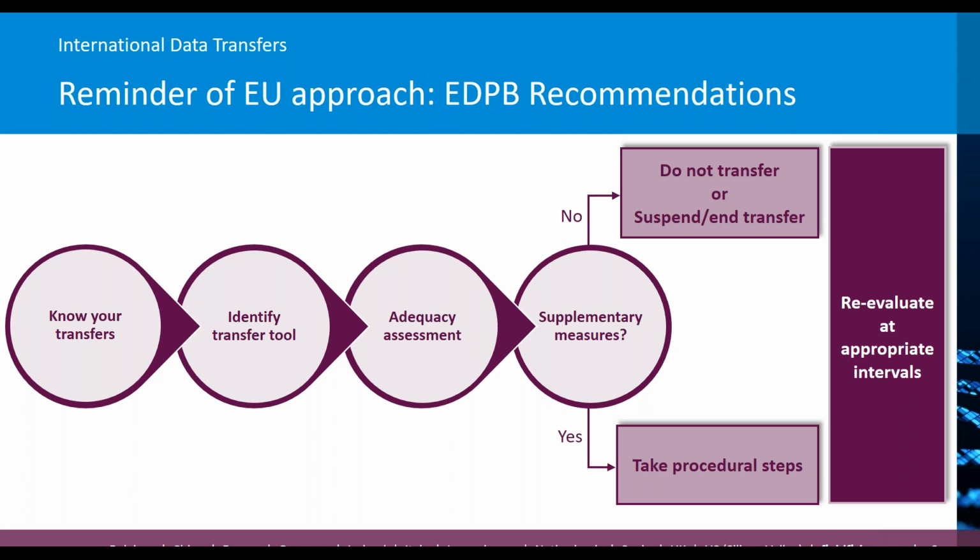When you know where it is and who's got it, how do you transfer it to them in compliance with Chapter 5? Is it an adequate jurisdiction? Can you have a transfer tool to make sure that the data is going to be transferred if it's not adequate? And when you've done that, you have to assess the laws. And this is the sticky point that people have been struggling with. How do you judge whether the SCCs themselves are going to be okay?